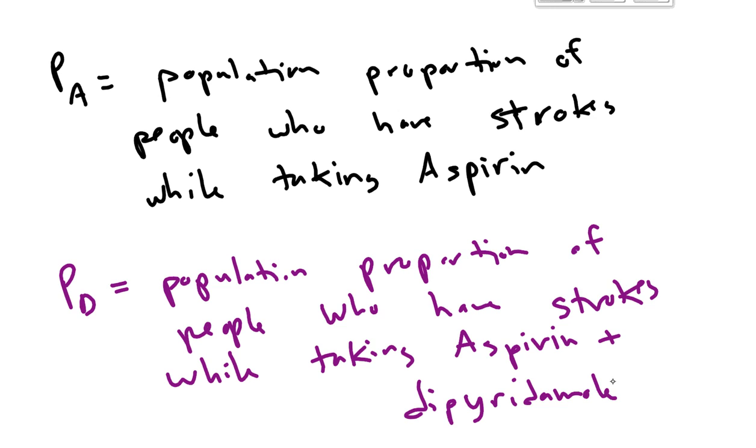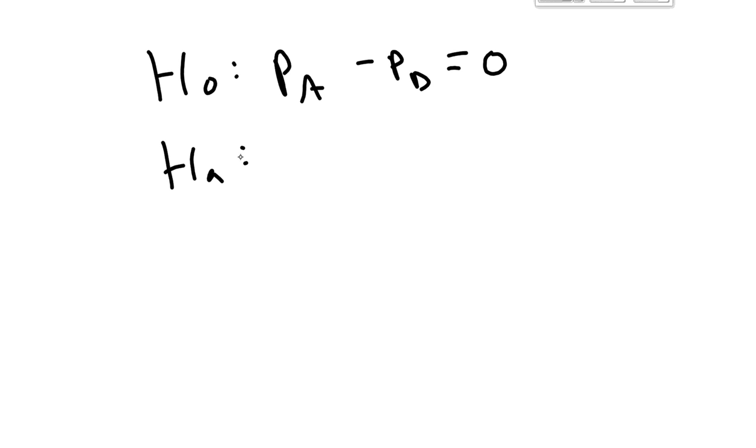Now, H0 in any hypothesis test is always indicative of there is no difference between the groups. So we would write P sub A minus P sub D is equal to 0. That would indicate the two proportions are the same. And then our alternative hypothesis is going to be whatever we suspect is happening as a researcher. So we think that the proportion of people who have strokes while taking dipyridamole in addition to aspirin is going to be lower. So if this number I've underlined in blue is lower, we would expect this difference to be positive. So there you go. Now you have your hypotheses.